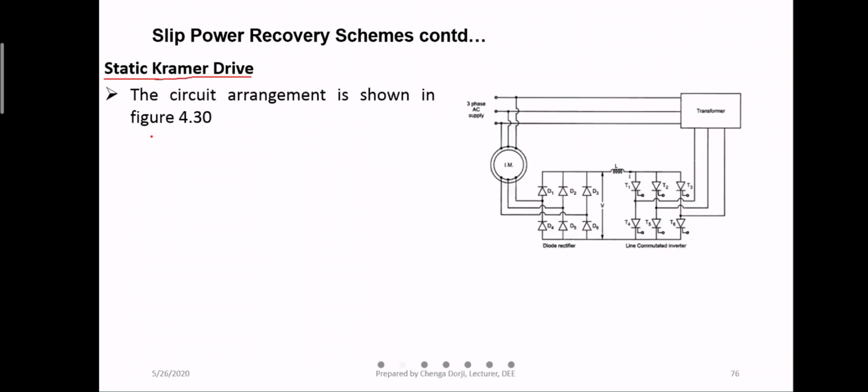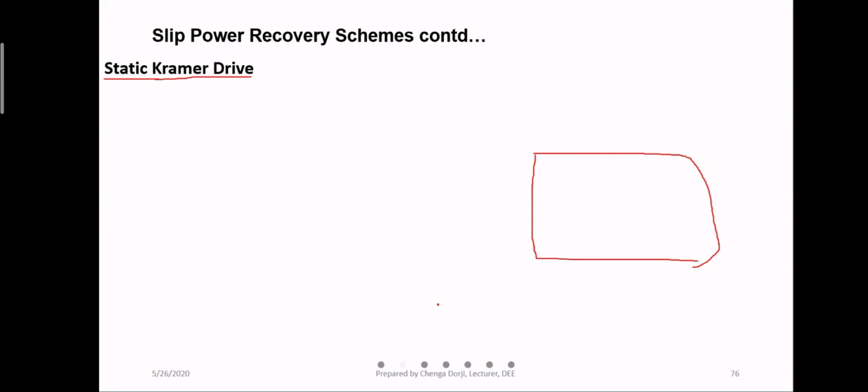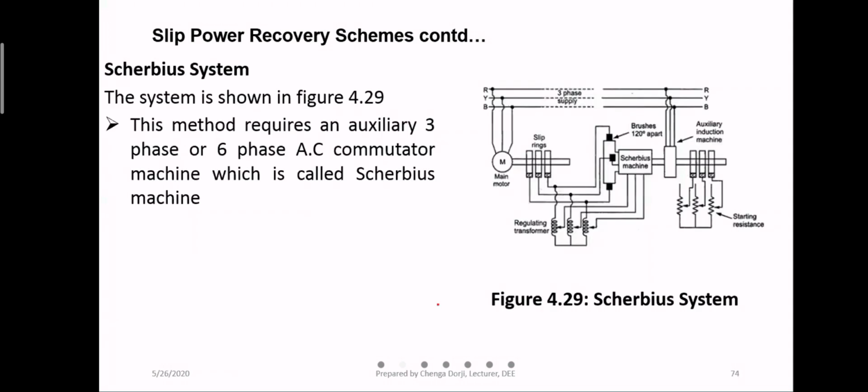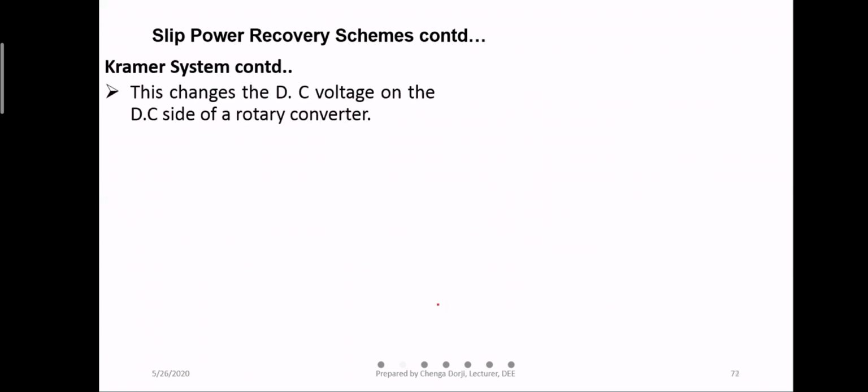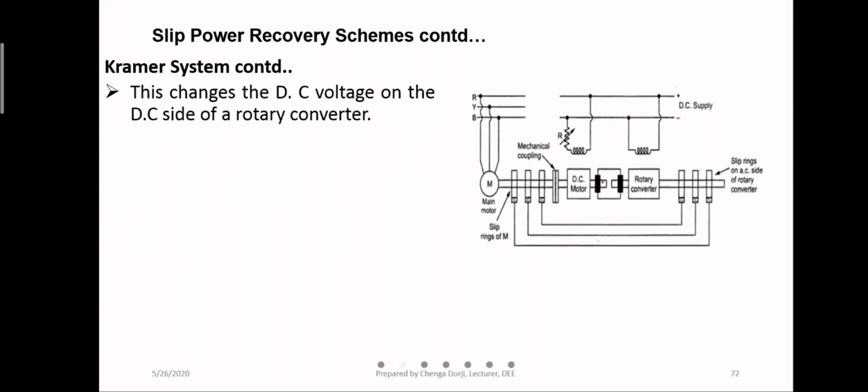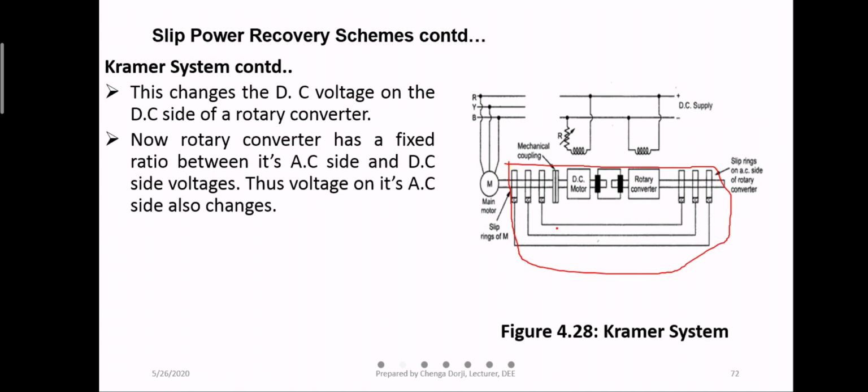Okay, so now this part is replaced. In the conventional one, you have rotating parts, a DC motor and rotary converter. Now in the static one, you replace this by the static part, meaning the power electronics devices, and then you get a static Kramer system.